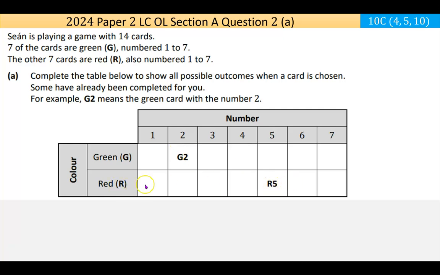Similarly, R5 corresponds to red and the 5. So it's pretty straightforward. This is G1, G3, G4, G5, G6, G7, R1, R2, R3, R4, R6, R7. That's it. So not terrible, but like all probability questions, make sure you read it multiple times just to make sure there's no trick. But in this case, there isn't a trick.